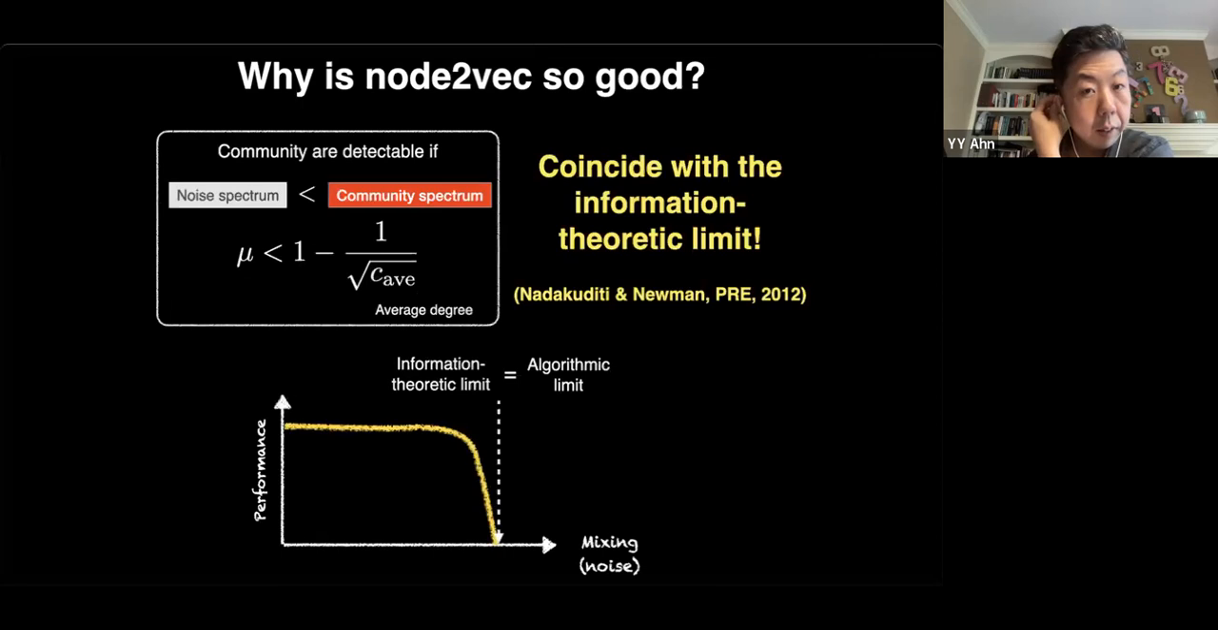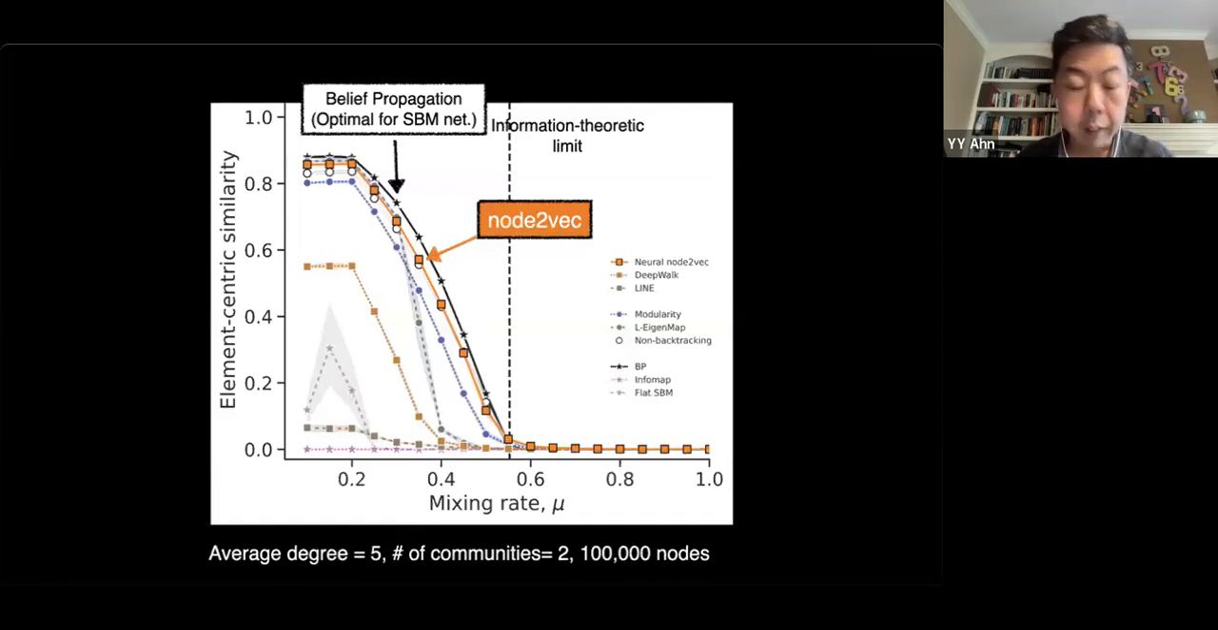It turns out that this limit coincides with the information-theoretical fundamental limit of community detection. That means for node2vec, the information-theoretical limit and the algorithmic limit are the same. It's essentially the optimal method in the limit of a large enough embedding and so on. That explains why it works so well in community detection.